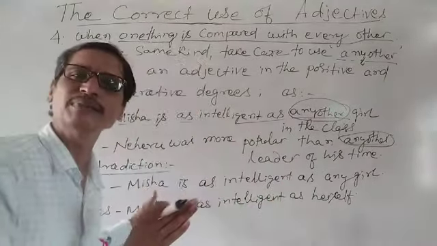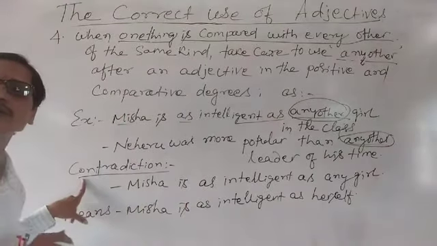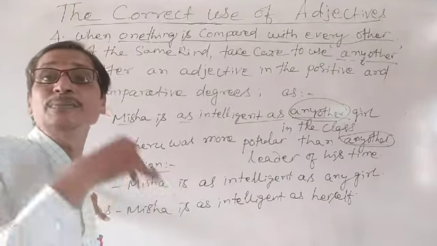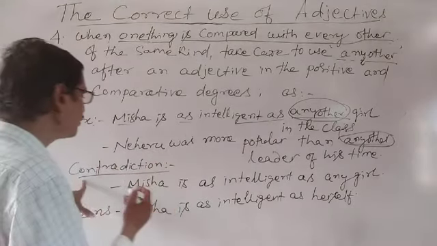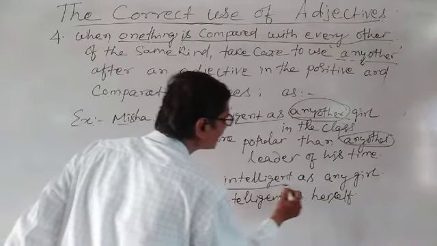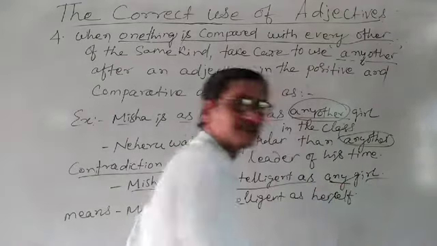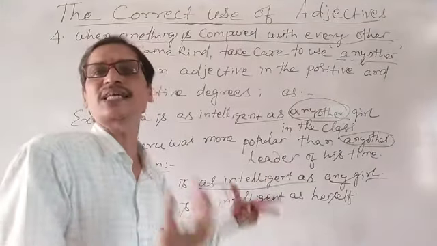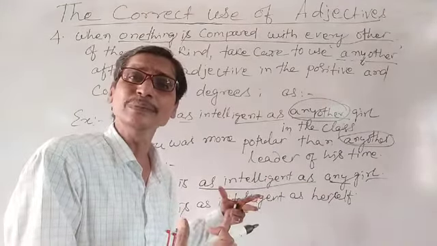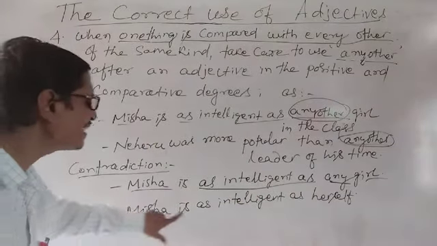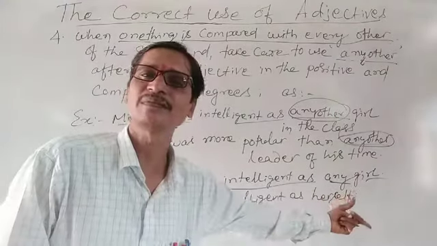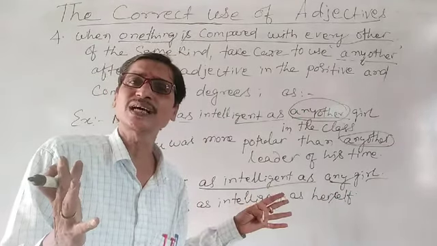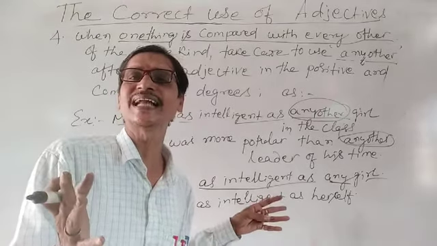The example I have also written over here. You just see, this is the contradiction. If this word other is absent in our sentence, its meaning changes. Okay? So you see, Misa is as intelligent as any girl. We did not write the word other over here, so its meaning changed. What does it mean? Misa is as intelligent as herself. That means there is no other girl who is intelligent like Misa.